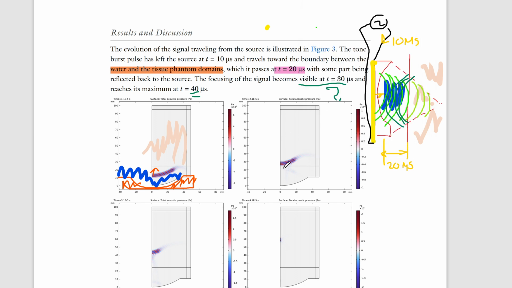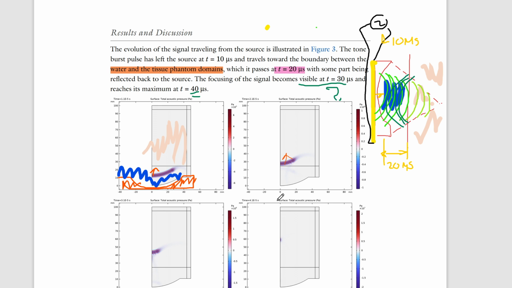This might not be showing up on the screen, but we have a wave here and here. These are some reflections occurring, and some parts are reflected back to the source. We have these here. These are reflections, and we've crossed the boundary. We're still moving upwards, and what we're looking for is that peak intensity, that peak pressure. So next we have time is equal to 30.